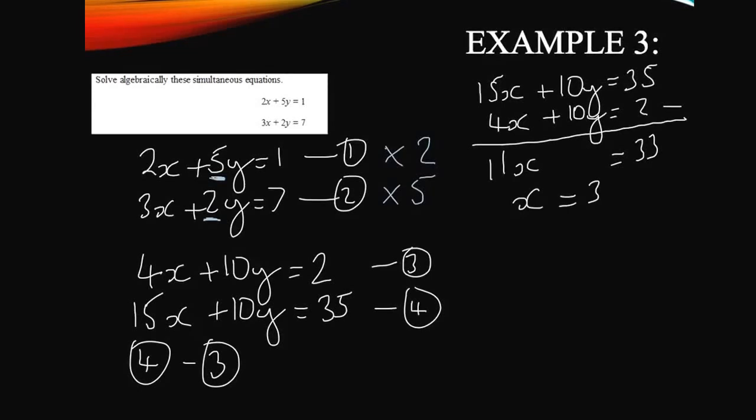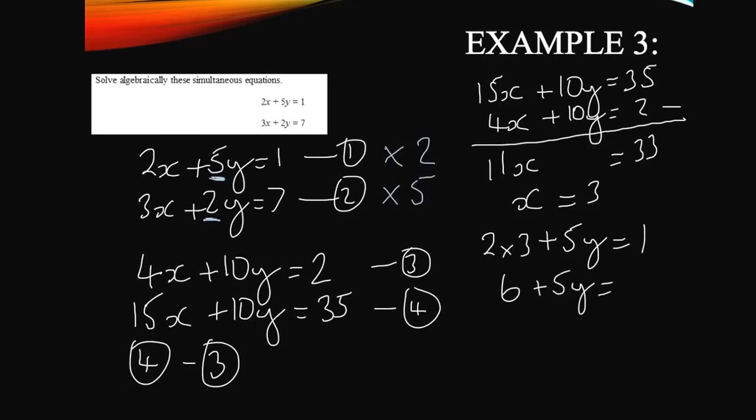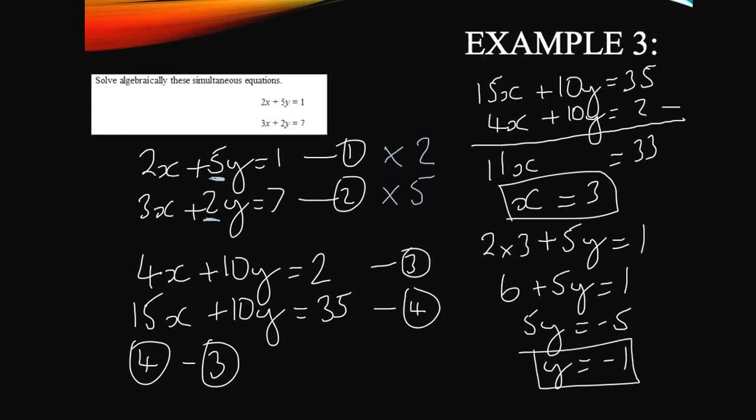Once I've worked out my x value, I can substitute that back into either equation. It doesn't really matter. I'm going to pick equation 1. I've now got 2 times 3 instead of the x that I had before, plus 5y equals 1. 6 plus 5y equals 1. I'm going to take 6 away from both sides, so 5y equals minus 5, so y equals minus 1. And these are my two values. Remember, if we were asked to find where these two lines cross, they would cross at 3, minus 1.